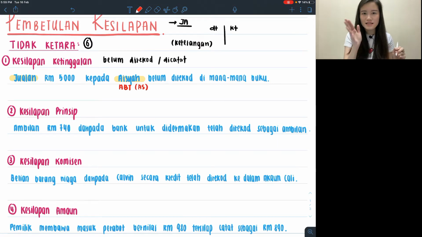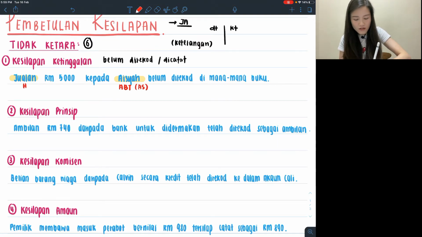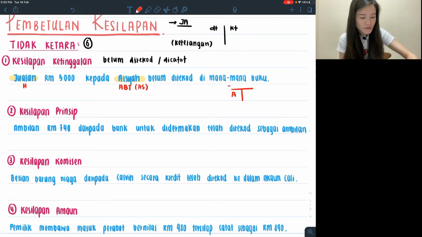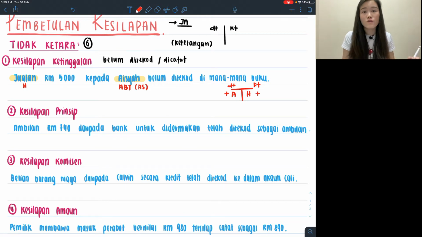So jualan is a form of hasil because we sell, we earn money. So hasil dengan asset, who to be debit, who to be credit. Let's follow our Sistem Catatan Bergu. But I'm just gonna mention about these two classification. A is on the debit side, H is on the credit. Where should we put them? Now reminder, their original side is always their positive.